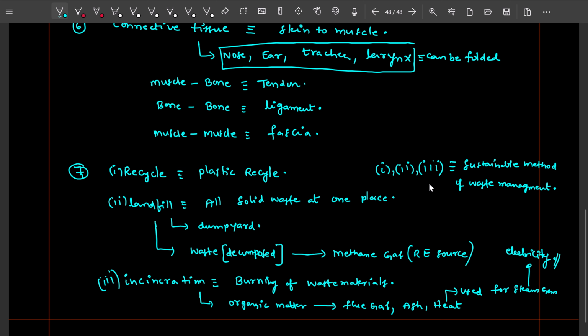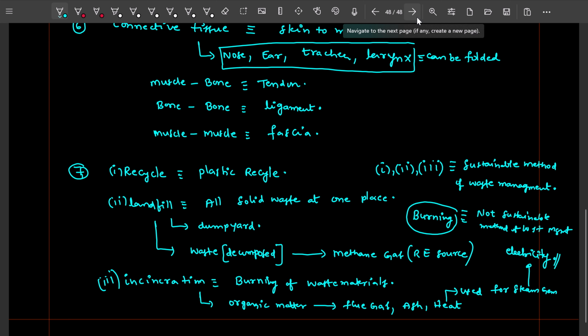But the other method is burning. Burning means burning of something. It is not a sustainable method of waste management. These things you have to remember.